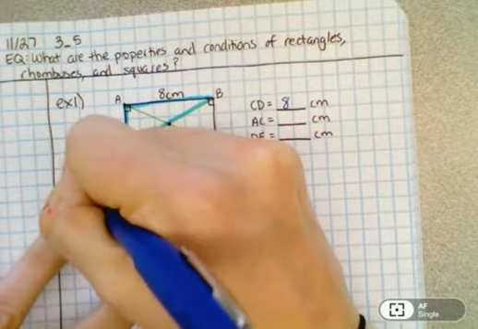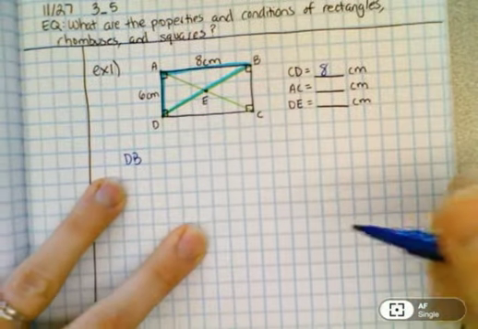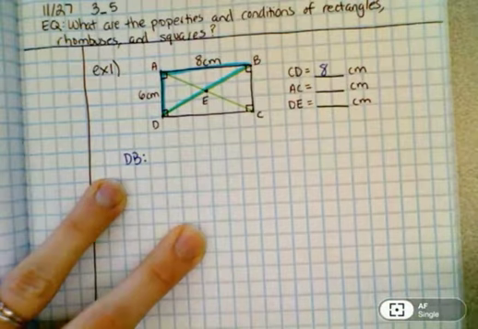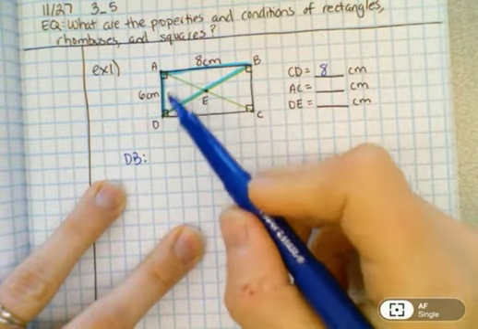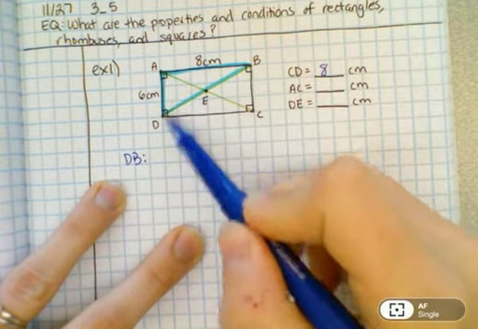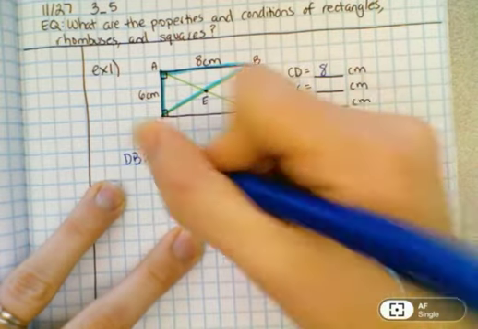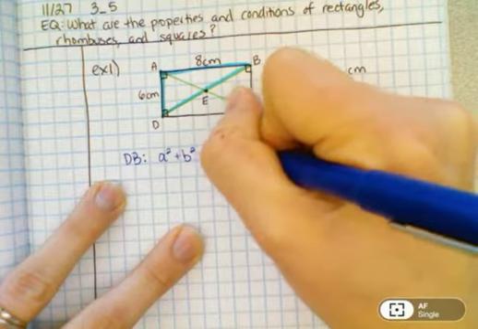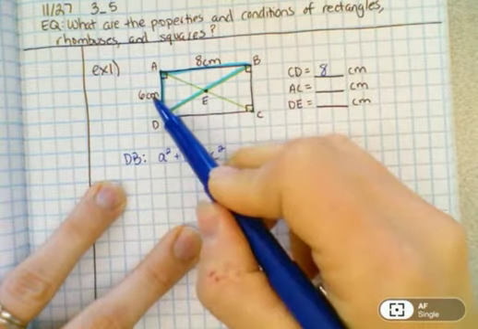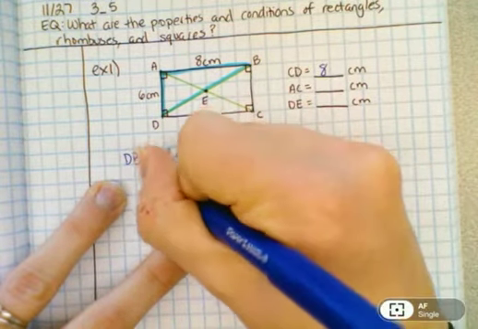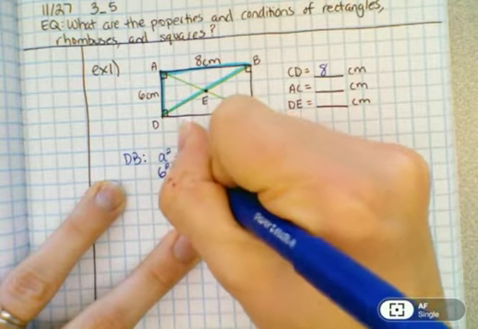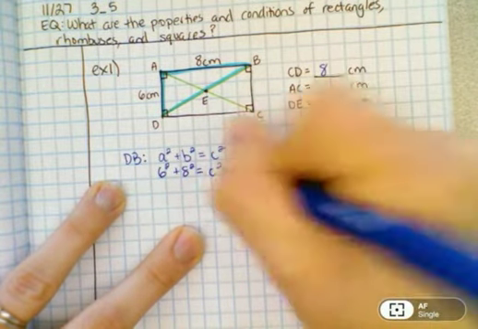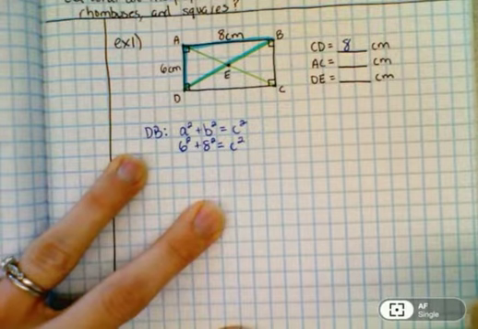So to show my work really clearly, I'm going to say DB and then like a colon to show what I'm finding the length of. So DB is the hypotenuse of this triangle. It's the longest side, and it's across from the right angle. So A squared plus B squared equals C squared. I'm going to replace A and B with 6 and 8. The hypotenuse is the side that I don't know.